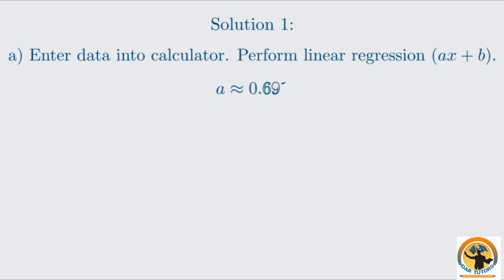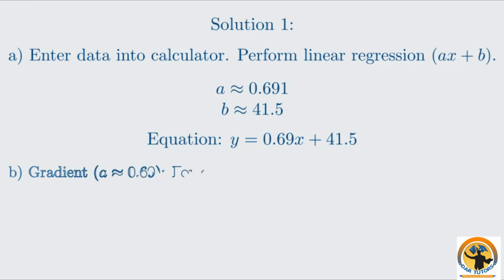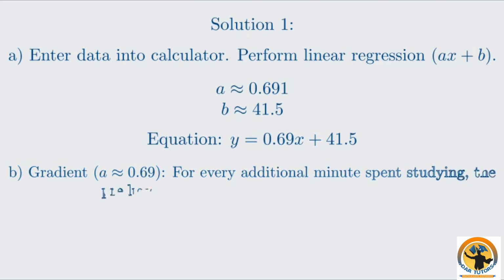Performing linear regression, ax plus b, gives us a equals 0.69 and b equals 41.5. So, the equation is y equals 0.69x plus 41.5. For part B, we interpret the gradient, which is 0.69. This means that for each additional minute spent studying, the predicted test score increases by 0.69 points.